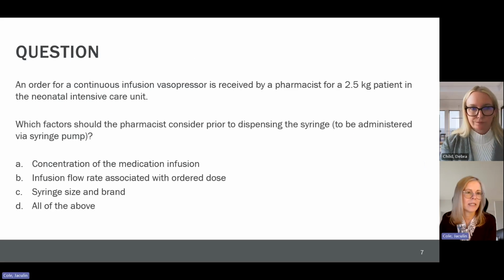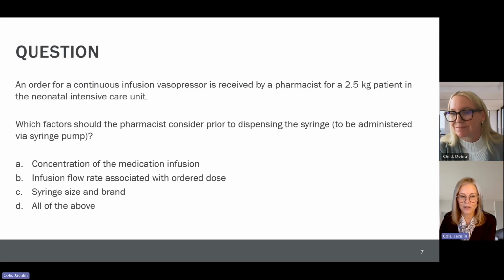So a question to begin the presentation. As a pharmacist, let's say you receive an order for a continuous infusion vasopressor that is for a 2.5 kilogram patient in the neonatal intensive care unit. Which factors should you consider prior to dispensing the syringe, which will be administered via a syringe pump? A, the concentration of the medication infusion. B, the infusion flow rate associated with that ordered dose. C, the syringe size and brand. Or D, all of the above. Feel free to enter your answers in the chat.